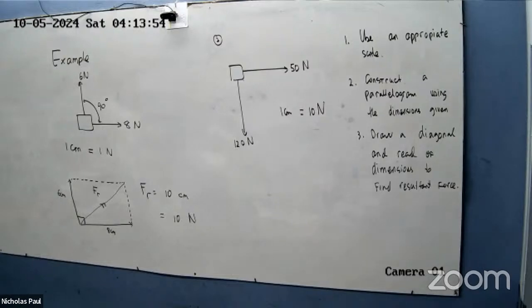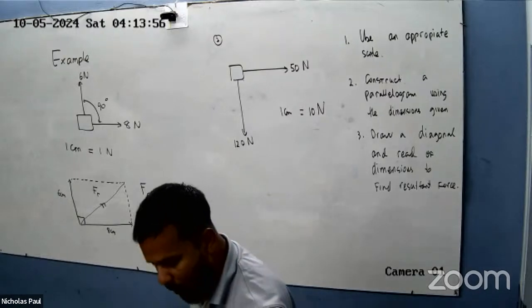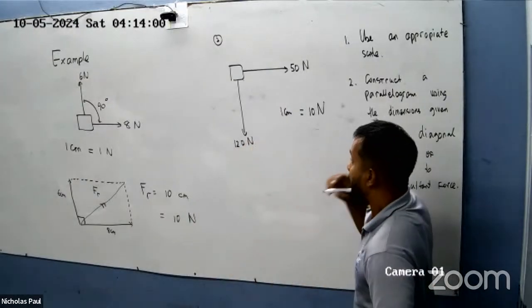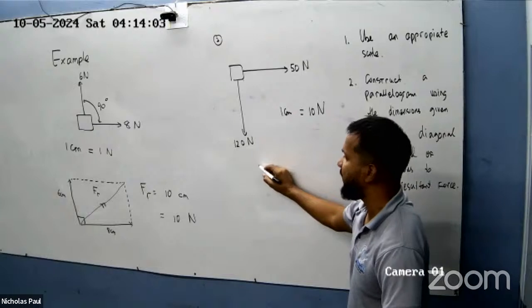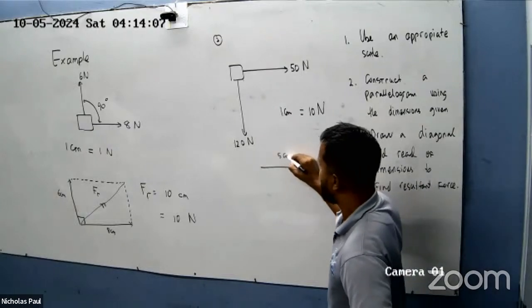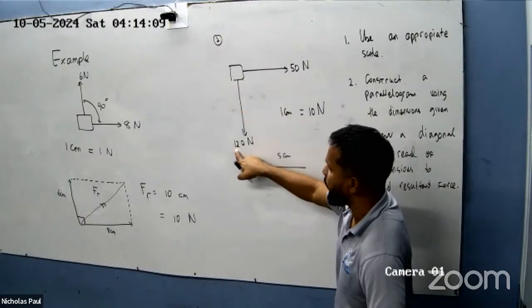All right, so let's see what we got. I'm just going to change it one more time and then we're moving on to something new. Still on forces. So 1 centimeter is 10 newtons, so you draw a diagram. That's 5 centimeters. And then you draw your next one, 12 centimeters.